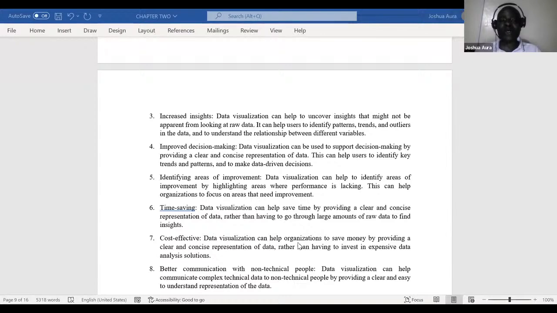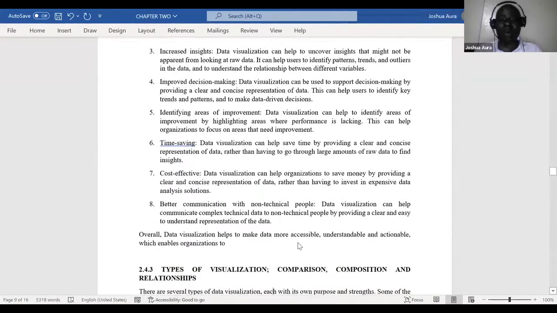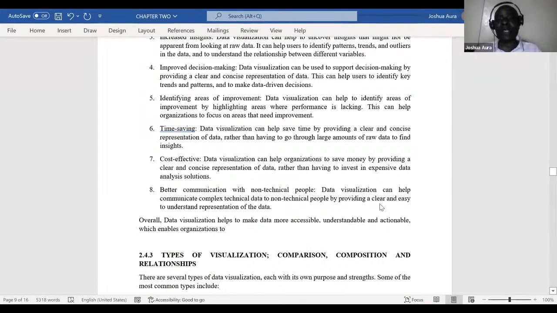Better communication with non-technical people. Data visualization can help communicate complex technical data to non-technical people by providing a clear and easy to understand representation of the data. Overall, data visualization helps to make data more accessible, understandable, and actionable, which helps organizations to make decisions easily.